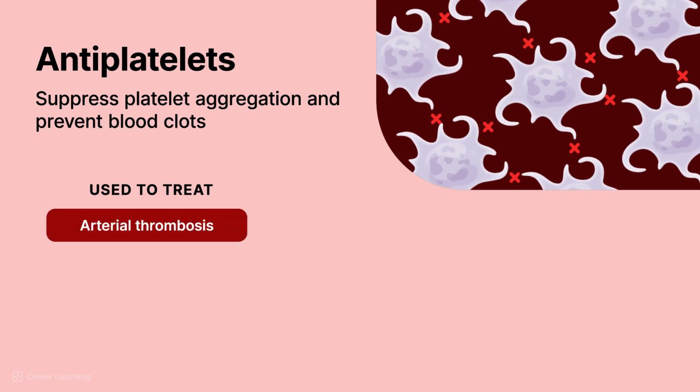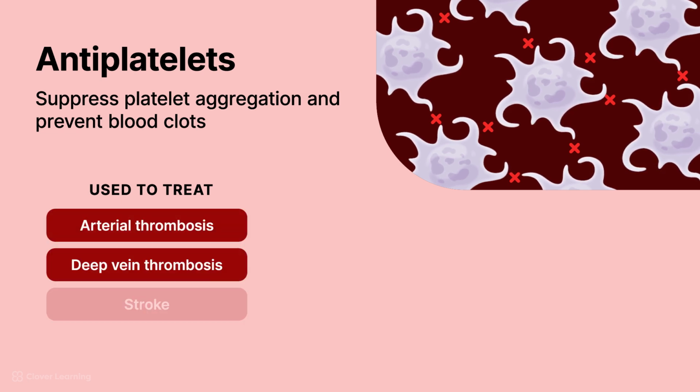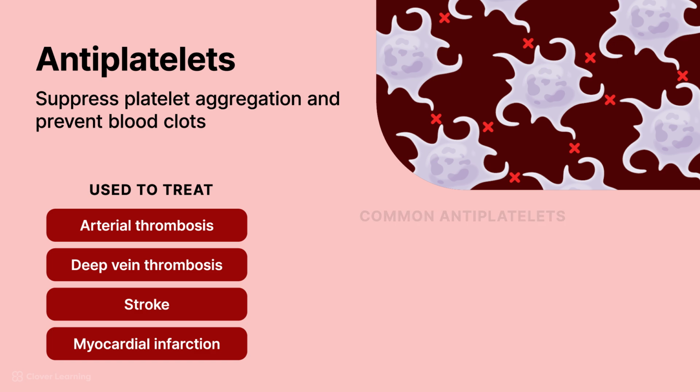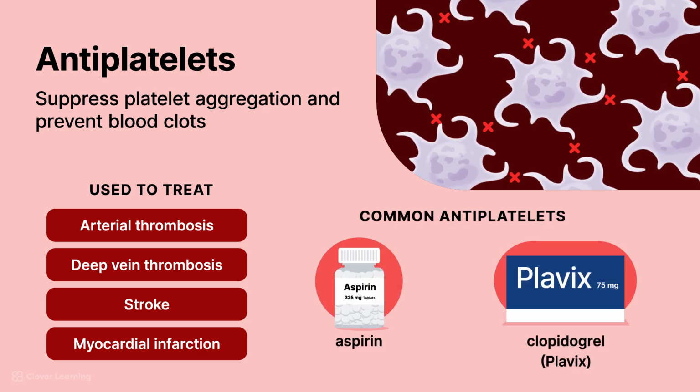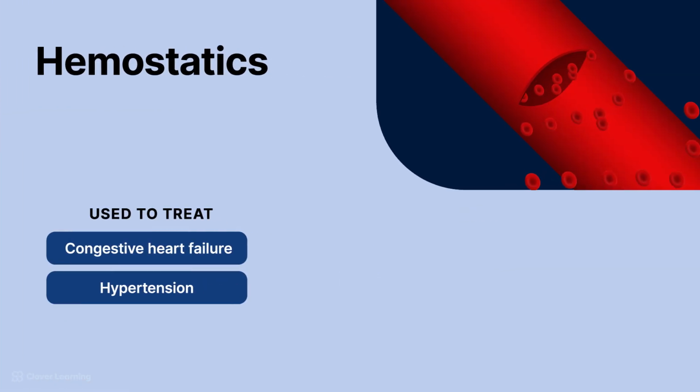Antiplatelets are used to treat arterial thrombosis, deep vein thrombosis, stroke, or myocardial infarction. Common examples of antiplatelets are aspirin and clopidogrel, marketed as Plavix.